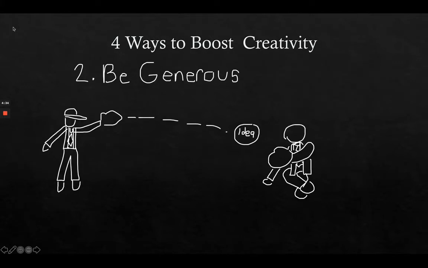Number 2, be generous. Sam Harrison makes an analogy of creativity being like a team sport, and that when our team members share ideas, we also need to be there to receive them, like how someone catches a fastball pitcher's pitches.